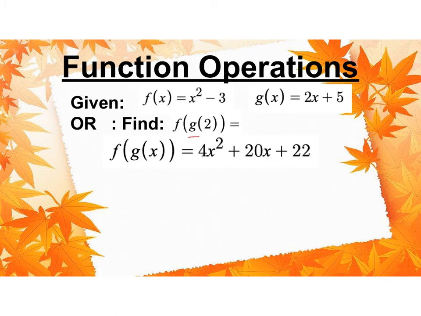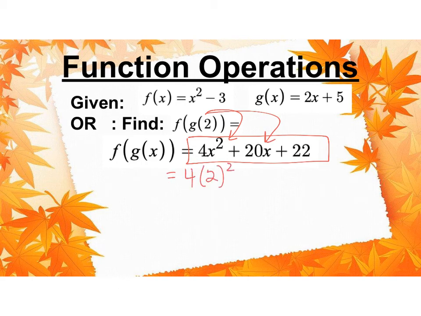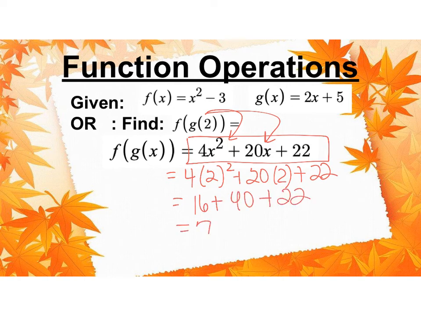When I did it earlier, I got this. When I did out the x, I got this once I simplified. So now if we take the 2 and plug it into each x, let's make sure we get the same answer. So 4 times 2 squared plus 20 times 2 plus 22 is 16 plus 40 plus 22, which is in fact 78 as well. So either way works, but I personally think plugging the 2 into g makes it a little bit easier.